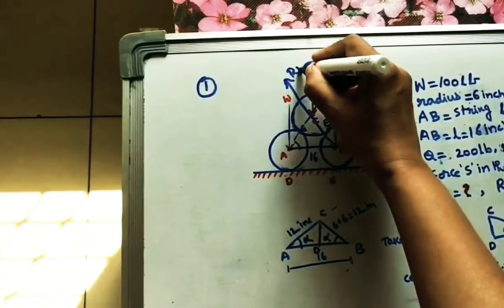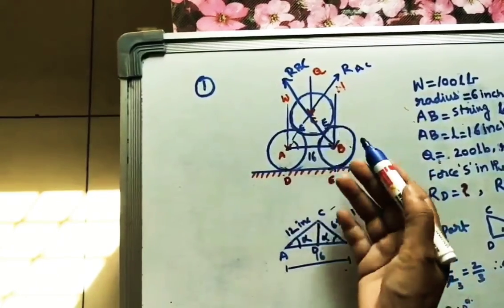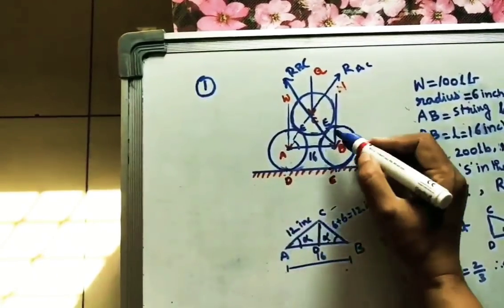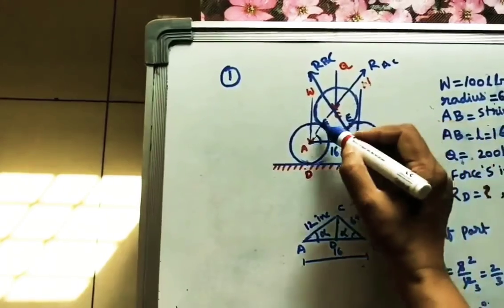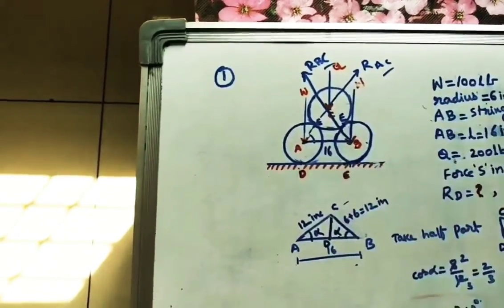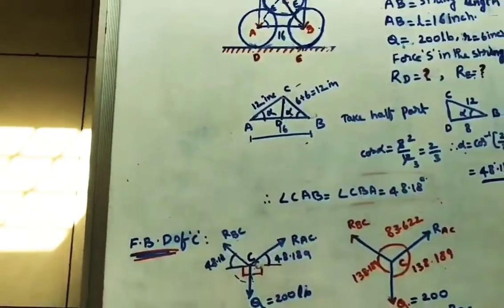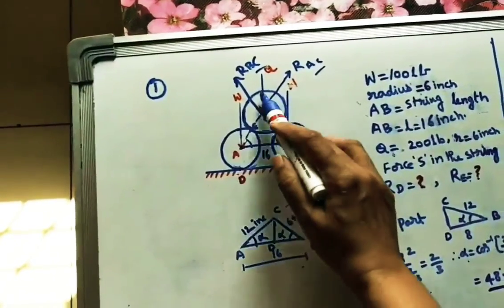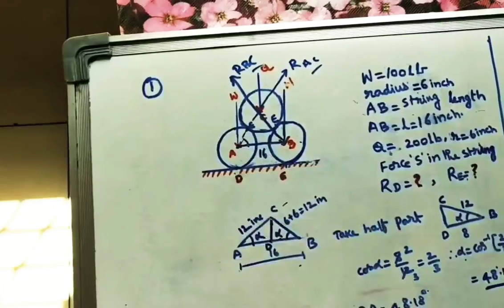RBC. We are getting the same value because it is a symmetrical diagram. So whatever reaction is here, the same reaction is here also. So we got the same values here. Next, take the next one. We have completed the reactions at these points.